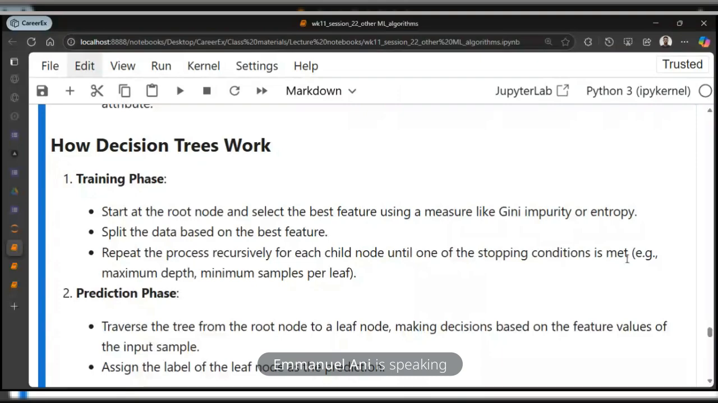So it is a recursion process. If you are familiar with recursion, it is a repeated process, something that calls itself, like a function that calls itself.